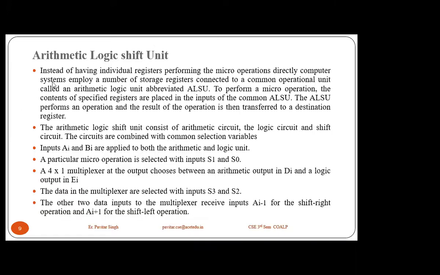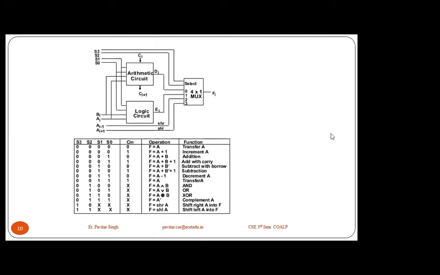So here the ALSU performs an operation and the result of the operation is then transferred to a destination register. The arithmetic logic shift unit consists of an arithmetic circuit, logic circuit and shift circuit. So here you can see that this combinational circuit is composed of three things. The one is called the arithmetic circuit, another one is called the logic circuit, and the third one is called the shift circuit. A total of 14 operations are performed using this ALSU.